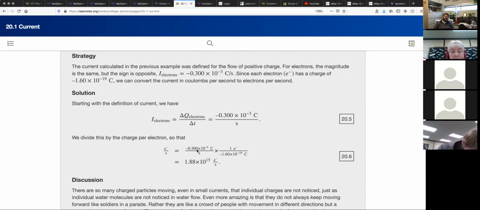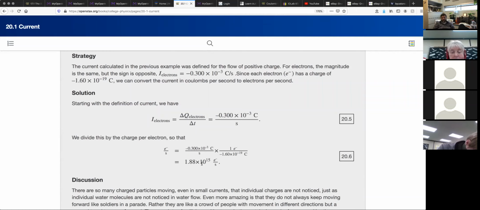Let's see, they're not doing this the way I would do it. I should look before I leave. So they're actually going to just make a conversion here. So this is charge per second. We're going to make this into number of electrons per second by multiplying by this conversion of 1 electron per negative 1.6 times 10 to the minus 19 coulombs of charge. So this is electrons per charge. This is how much charge we have. When we multiply that, we get a number of electrons per second.